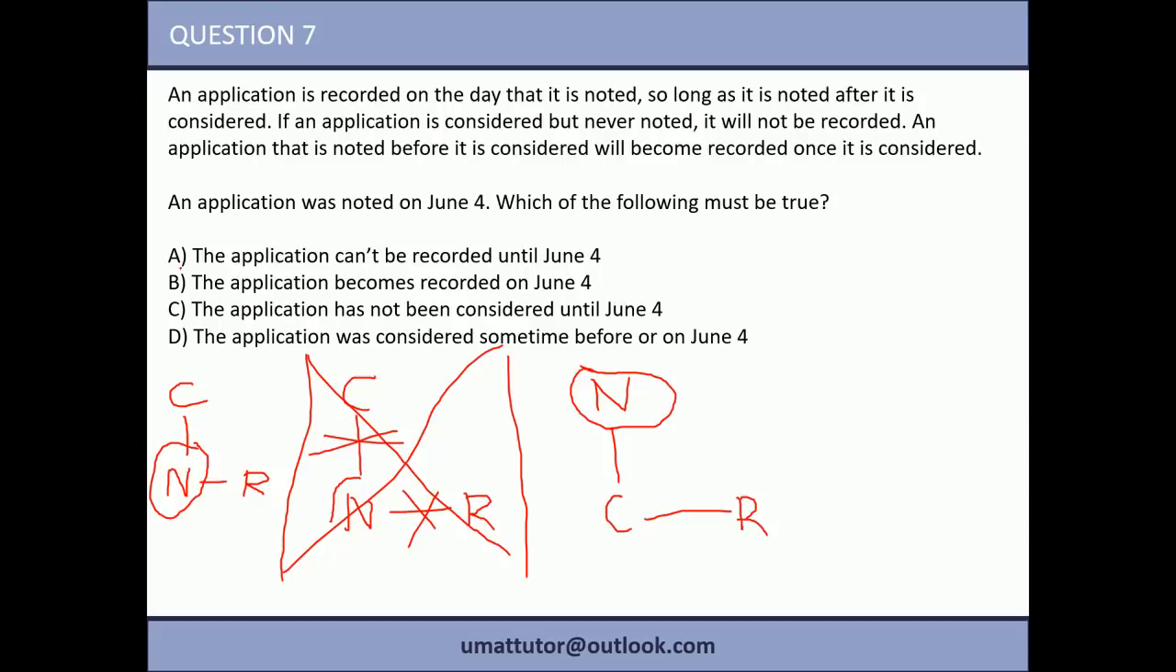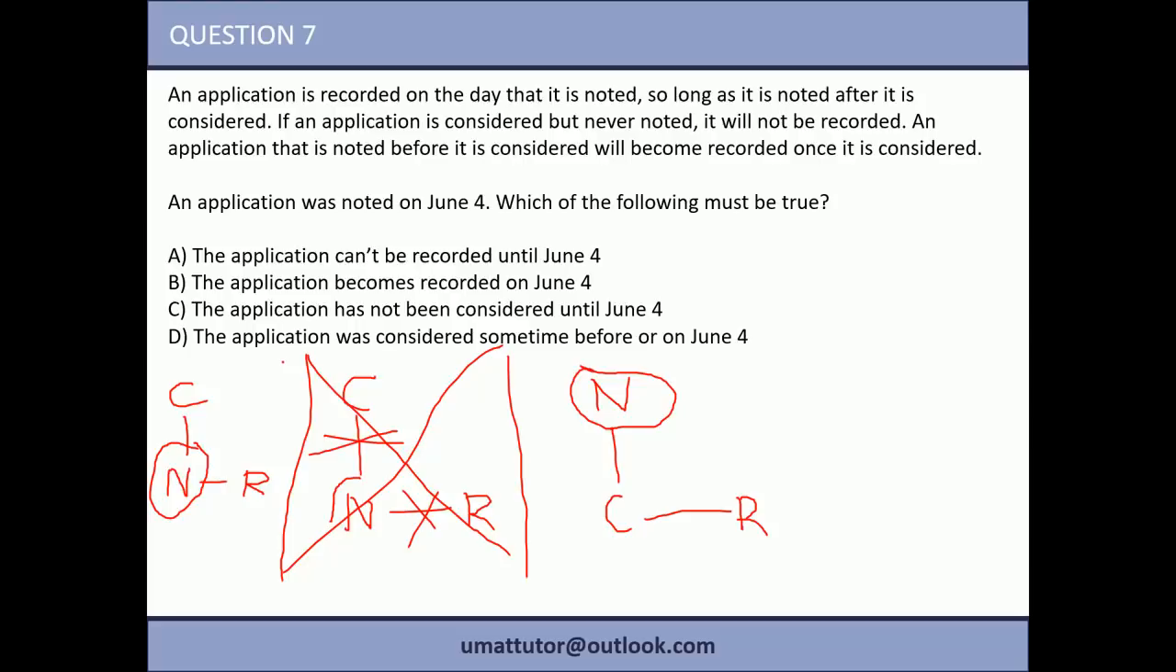Option B, the application becomes recorded on June 4. Well, as I just mentioned, that might not be the case because in this situation on the right, it can be recorded at a time after June 4, so not necessarily on June 4. That's why B would be wrong. C, the application has not been considered until June 4.